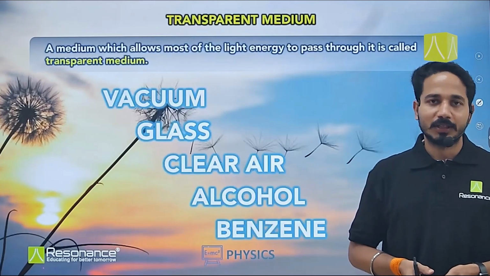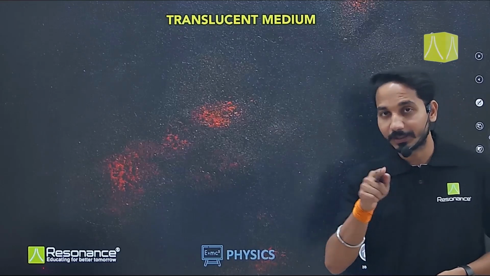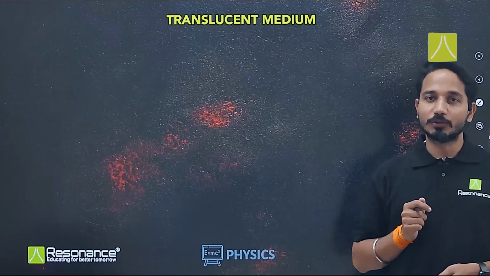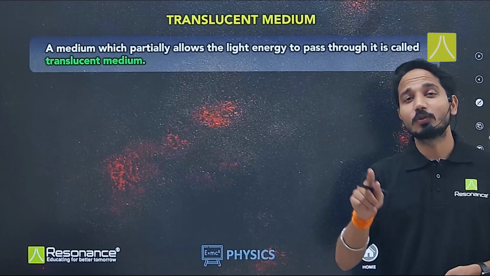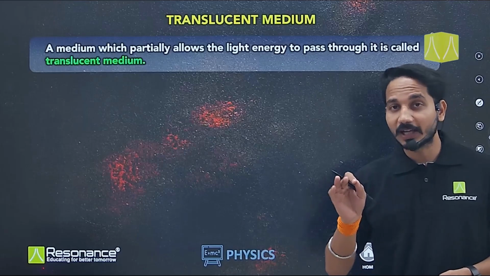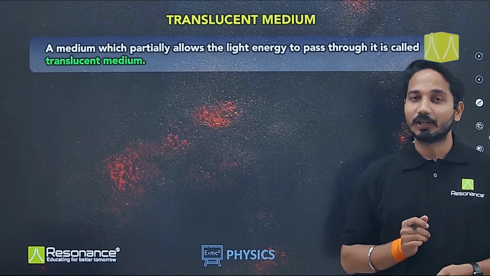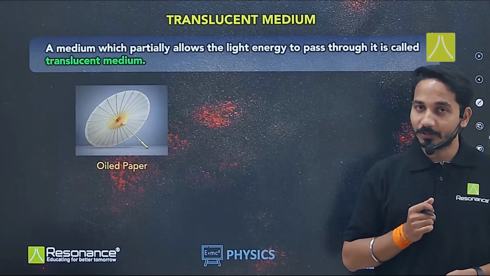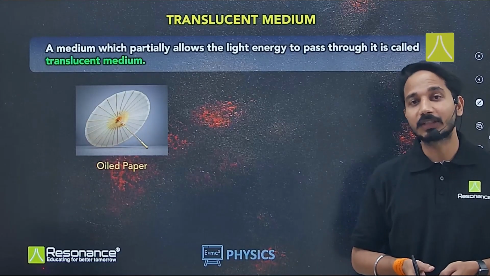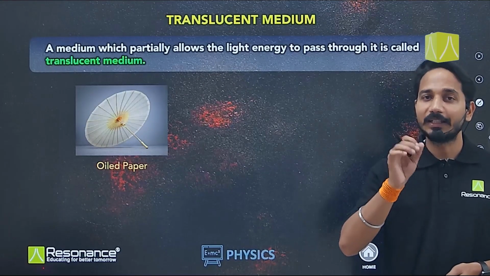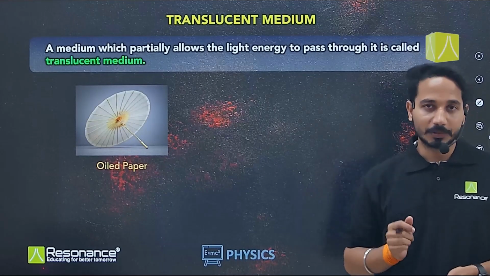Now the next topic we are discussing is translucent medium. Earlier we discussed transparent. Now it is translucent. So what is a translucent medium? Any medium which partially allows the light energy to pass through it is called a translucent medium. Examples of translucent medium are oiled paper. You can also say the A4 sheet paper on which we are writing now is also a translucent medium. When you shine a torch on the paper, you will find that not all of the light passes through that paper, okay.